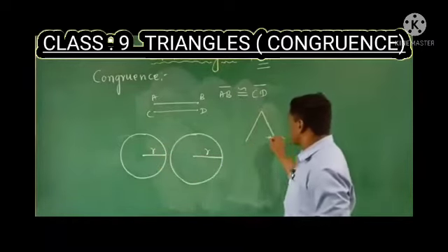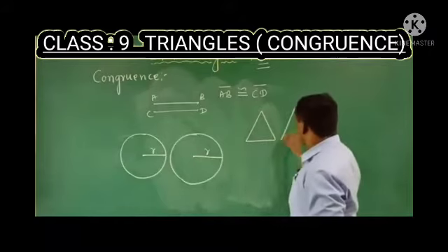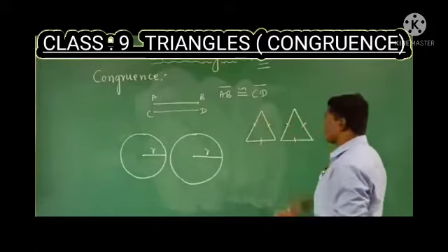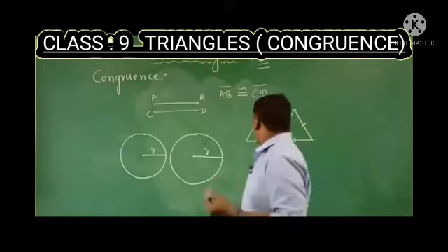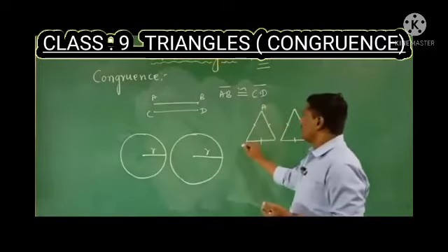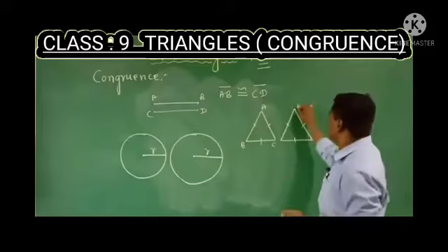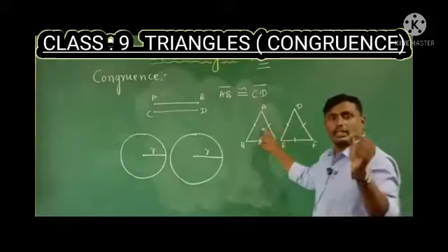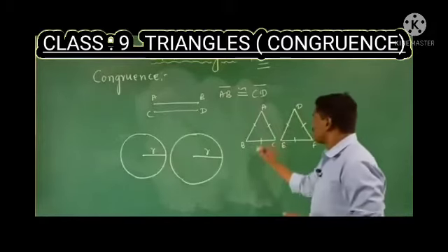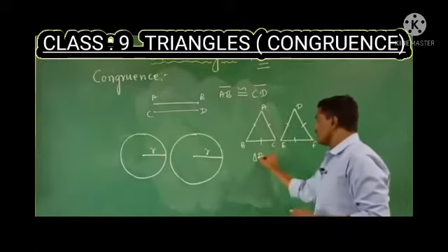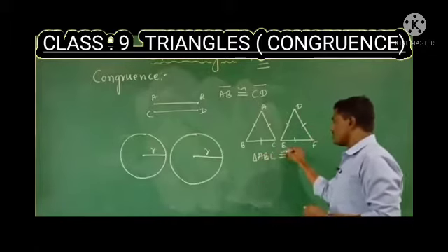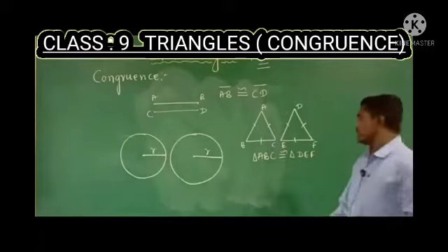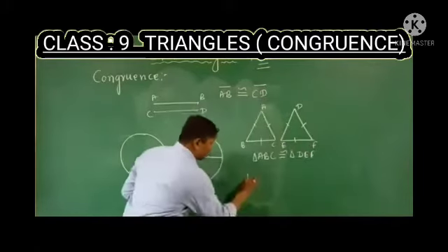Or you can also consider two equilateral triangles having the same length. Equilateral triangle means all three sides are equal. So consider the same two equilateral triangles, triangle ABC and triangle DEF. These two triangles are the same in shape and size. So how can you write this? Triangle ABC is congruent to triangle DEF, right?